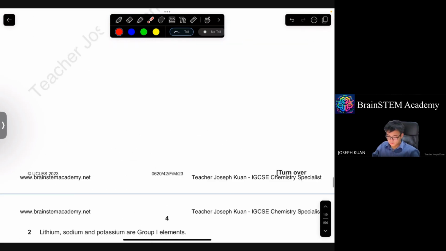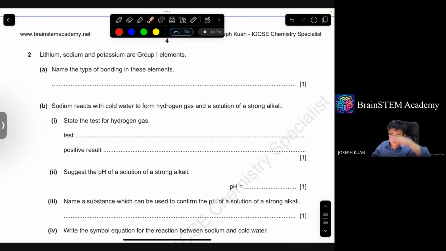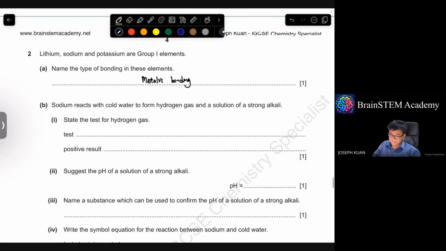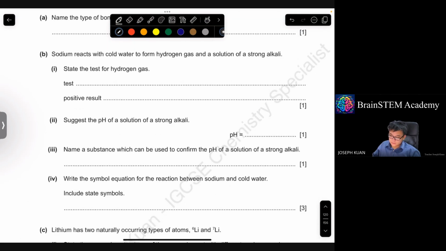Okay. So next. Lithium, sodium, and potassium are group 1 elements. Name the type of bonding in these elements, because these are metals. So there's metallic bonding in group 1. Next. Sodium reacts with cold water to form hydrogen gas and a solution of strong alkali. State the test for hydrogen gas. So this one will be a lighted splint, and then we get a pop sound.